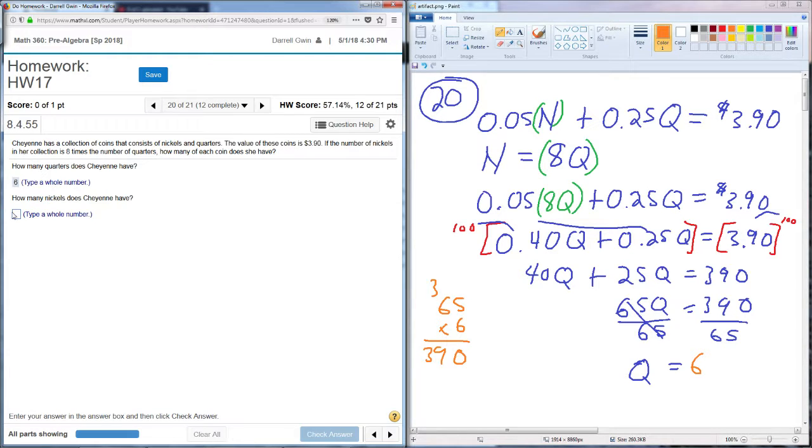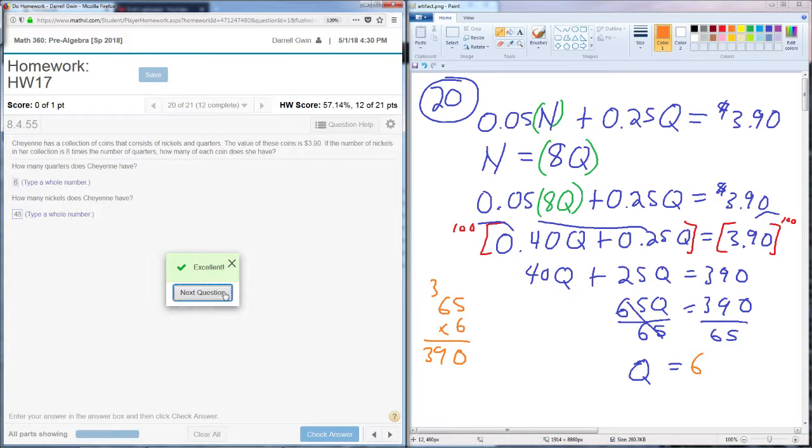Well done. How many nickels? Well, the number of nickels equals 8 times the number of quarters. So 6 times 8, 48. And think about that for a while.